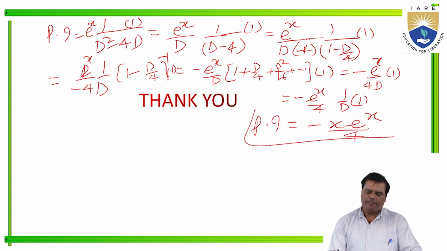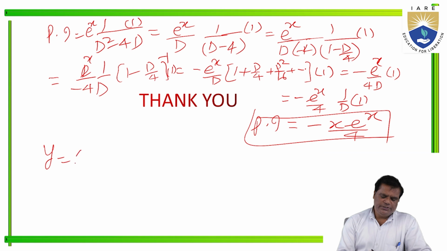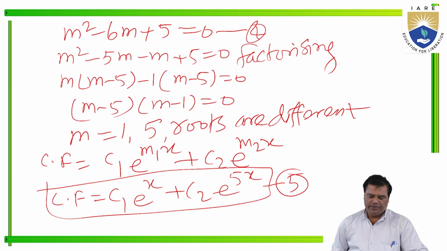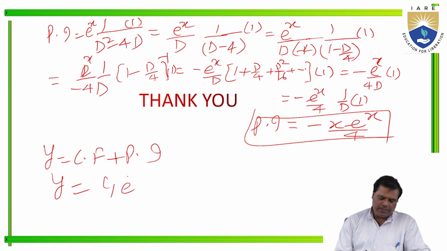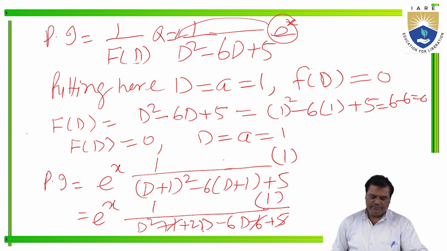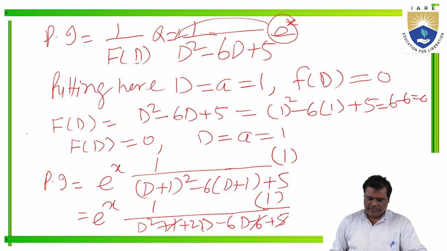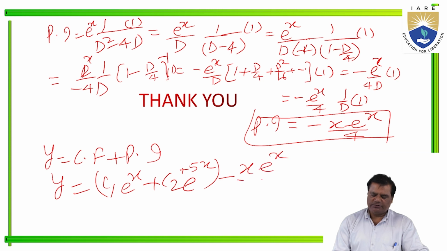This is PI. So complete integral y is equal to CF plus PI. What is CF here? CF is C1 e to the power x plus C2 e to the power 5x, and plus PI, minus x e to the power x by 4.